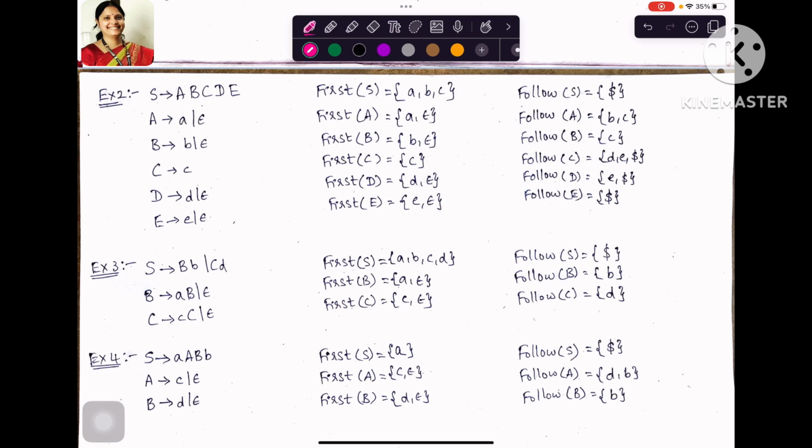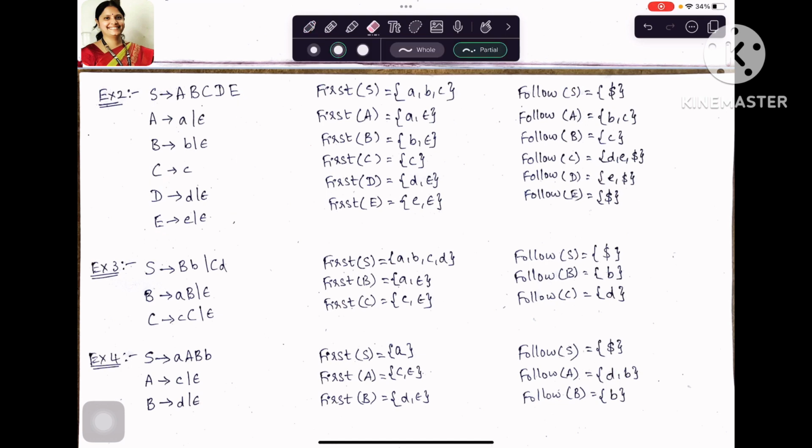In example 2, we have considered 6 productions: S produces A B C D E, A produces a slash epsilon, B produces b slash epsilon, C produces c, D produces d slash epsilon, and E produces e slash epsilon. As we already know, to calculate the first, we have to find the non-terminals present at the left hand side of the production, and to calculate the follow, we have to find the non-terminals present at the right hand side of the productions.